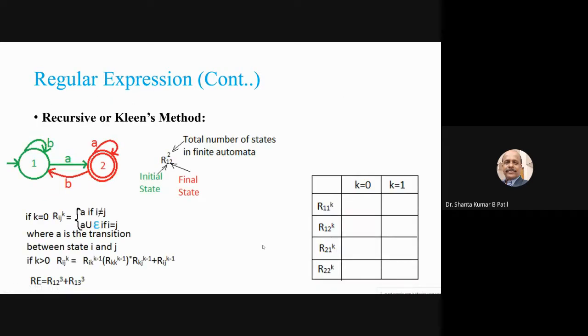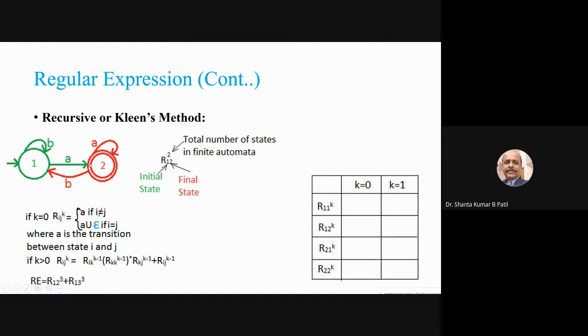The next method is the recursive or Lean's method. In the recursive method, the finite automata is given, and you need to find the equivalent regular expression of the given finite automata. For this finite automata, the regular expression is very simple: it is R12 power 2. Here 1 is the base, the initial state. 2 is the final state.